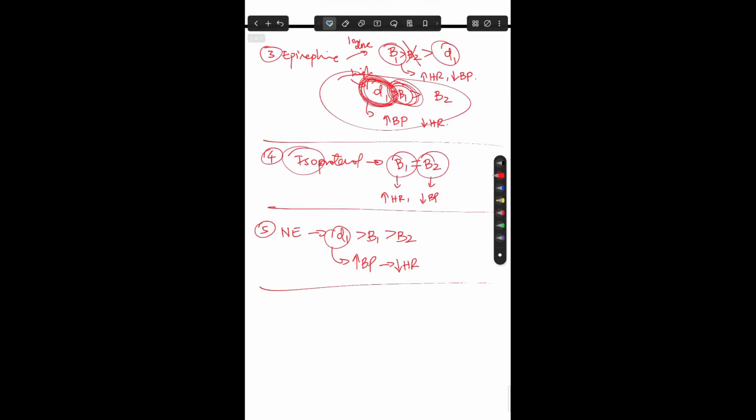And the last drug is phenylephrine. Now, phenylephrine is the only drug that works on alpha 1 receptors, which would mean it would result in an elevation in blood pressure and a drop in heart rate.